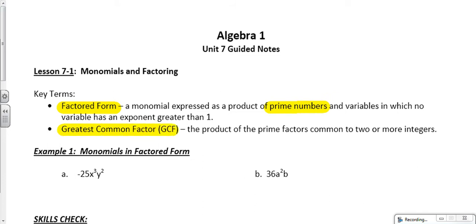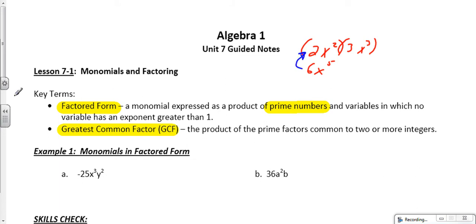Now factored form basically spreads things out. Considering last chapter, when we took 2x squared times 3x to the third, we multiplied those and got 6x to the fifth. This would be the opposite of factoring. So we are going to now go this direction.